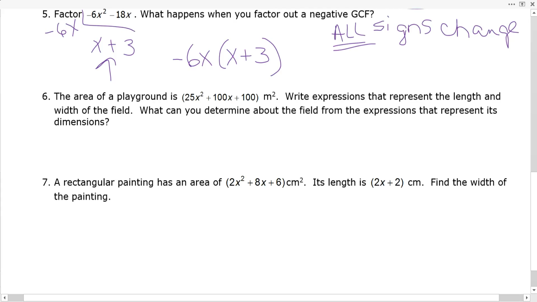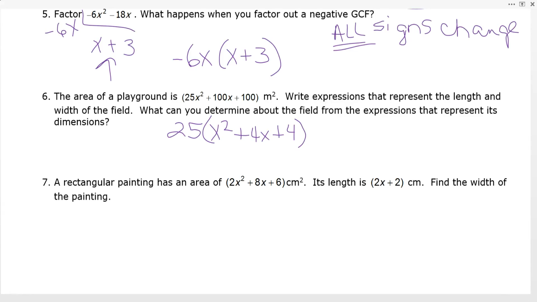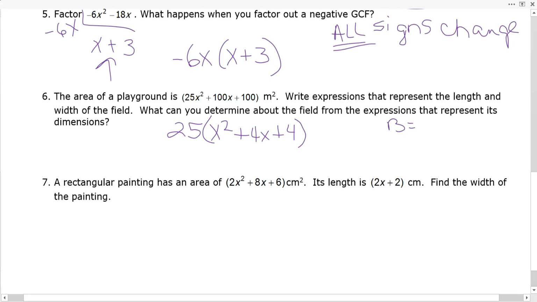Okay, so let's look at what's going on up here. The first thing I'm going to do is take out a 25. So I really have 25 times x squared plus 4x plus 4. All right, my sum is 4. My product is 4. So 2 and 2 are my magic numbers.